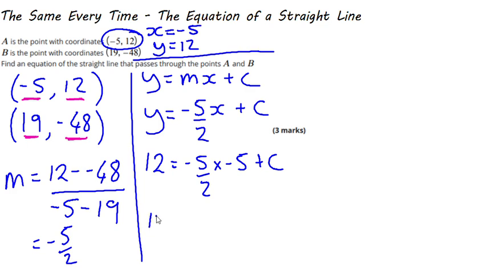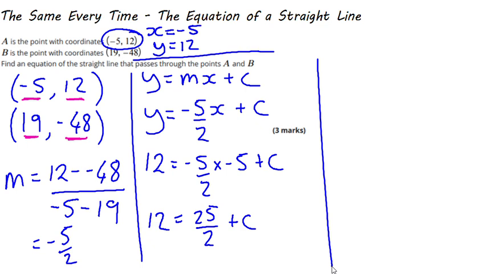Well, let's let the calculator do the work with this one then. -5 over 2 times -5 gives me 25 over 2. I'm going to stick with a fraction for that one. You could write a decimal, I suppose, but we certainly don't want to have mixed numbers in there. Plus c.